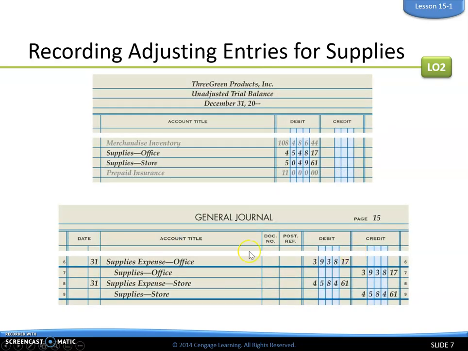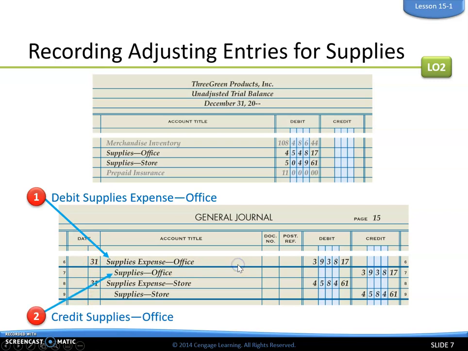So I'm going to put it into my general journal like this. I'm going to put my date, I'm going to debit my expense accounts and I'm going to credit my supplies accounts. So we have two different supplies, office supplies and store supplies. So really this adjusting entry is kind of done twice for each account.